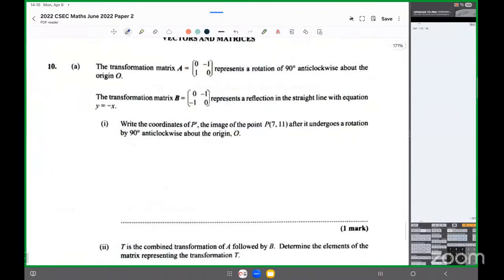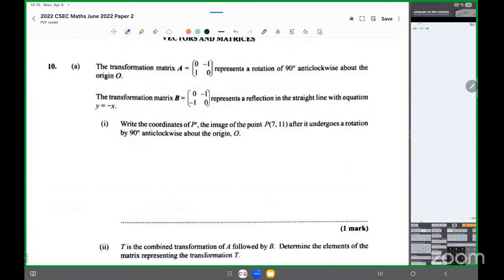The question gives us this transformation. It says a rotation 90 degrees anti-clockwise about the origin, but you should know on sight. As soon as you see it, you should know. That's what I want you to prepare for the exam. And this one is the y equals minus x reflection matrix. Reflection in the line y equals minus x. You should know that on sight.